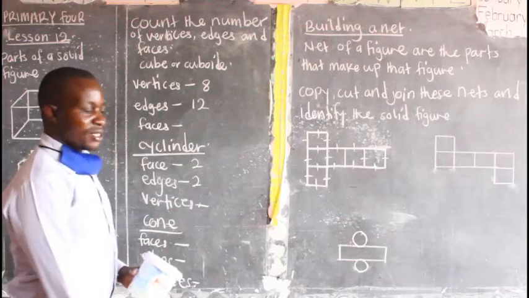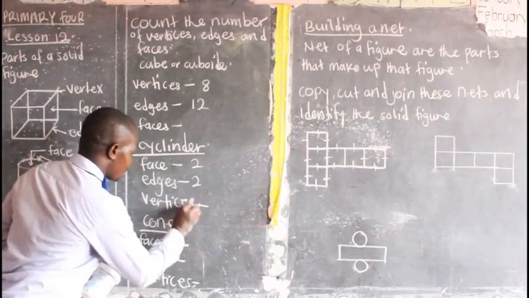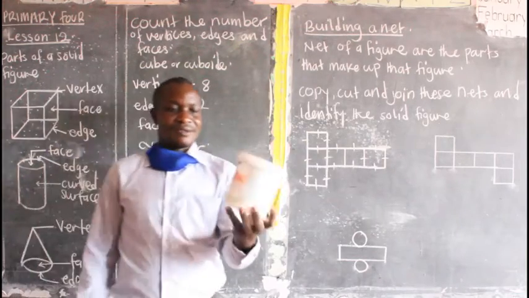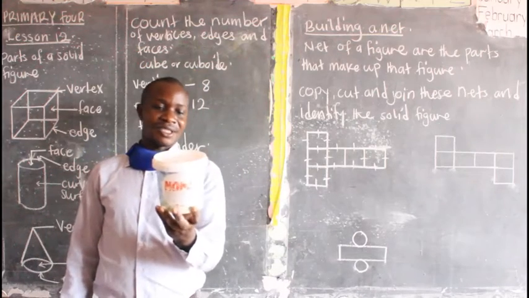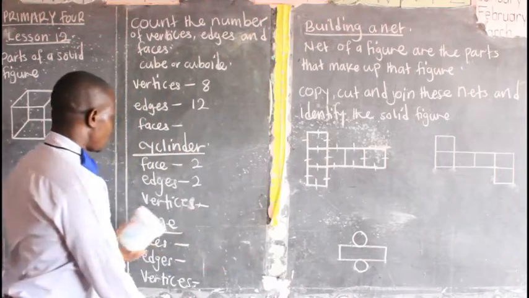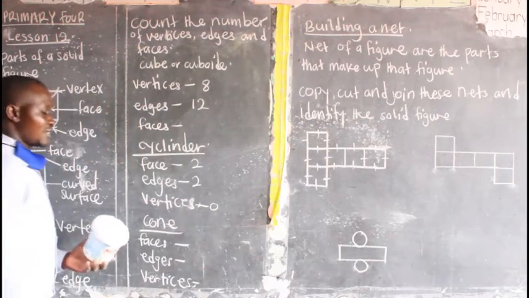Then vertices. On this cylinder, we don't have any vertex. So here we have 0 vertex.